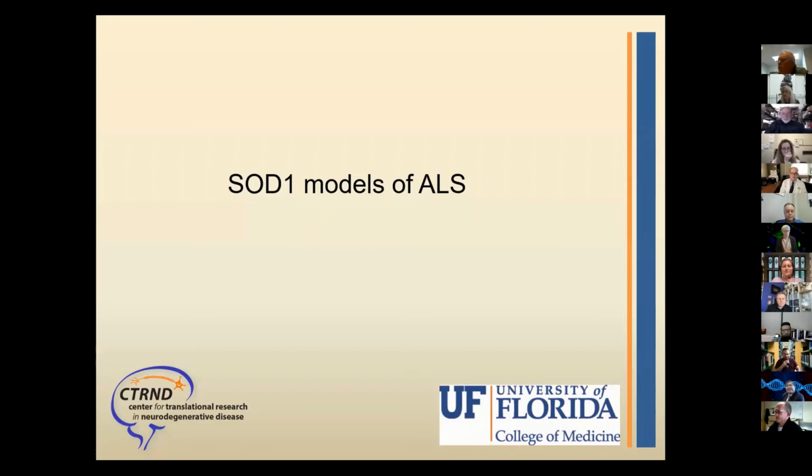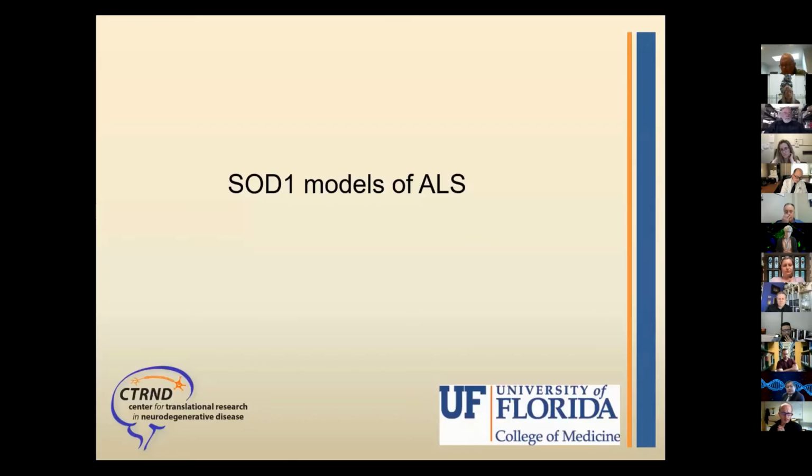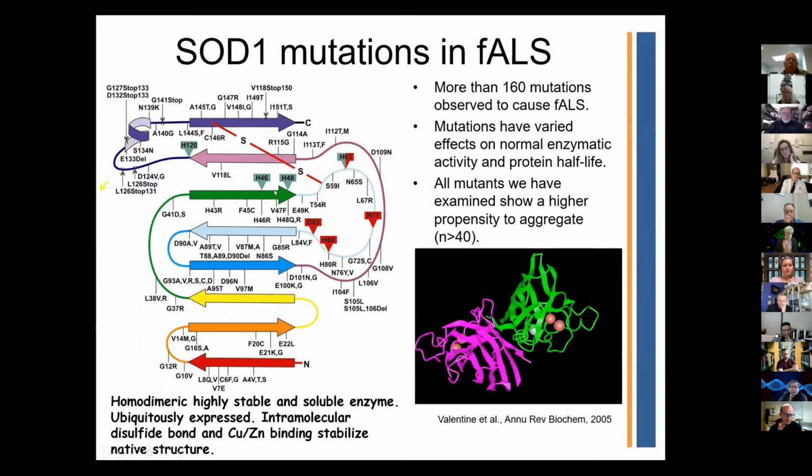I volunteered to tell you a little bit about SOD models. Everybody uses the G93A model, but there are other possibilities out there. SOD1, this is a schematic diagram of the structure. There are now more than 170 mutations in this enzyme that can cause ALS. So G93A is just one of 170 choices you might have to make a mouse that would have ALS.